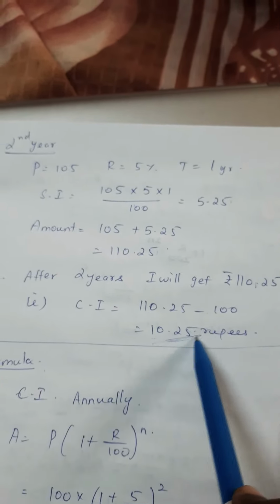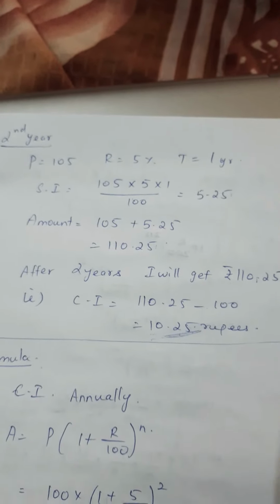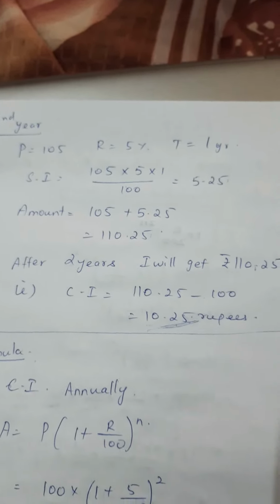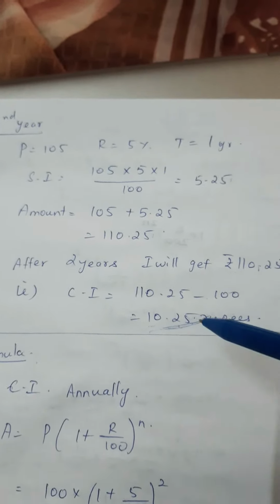This is known as compound interest. Whereas in simple interest, first year 5 rupees, second year 5 rupees, so the interest is 10 rupees. In compound interest, I am getting 10.25 rupees as the interest. Compound interest value is more than the simple interest.